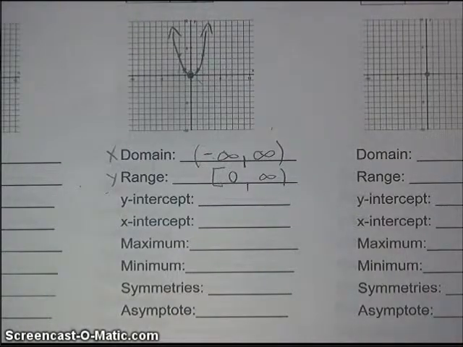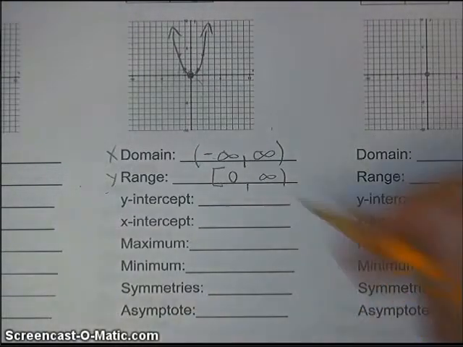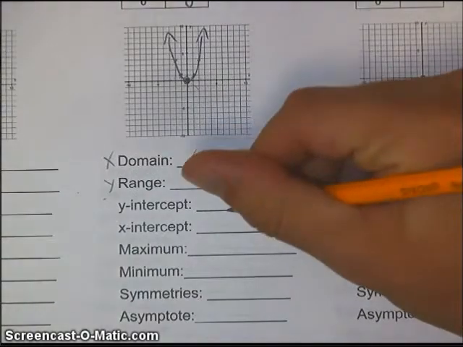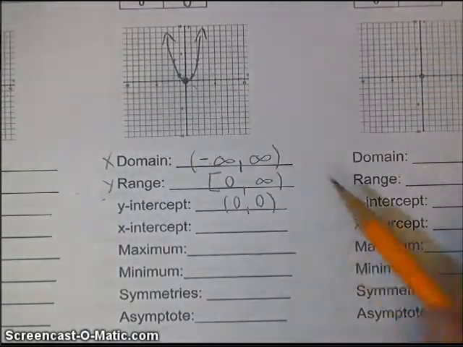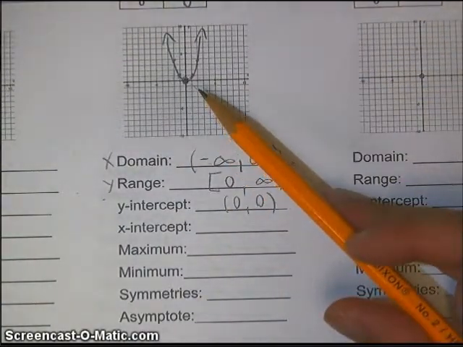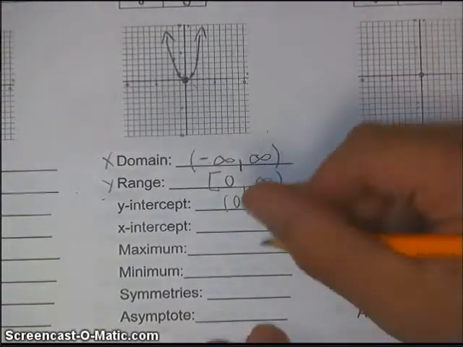The y-intercept is where it crosses the y-axis. It crosses right there at the origin. It's (0, 0). In this case, it happens to also be the x-intercept, where it crosses the x-axis. So that's (0, 0) as well.